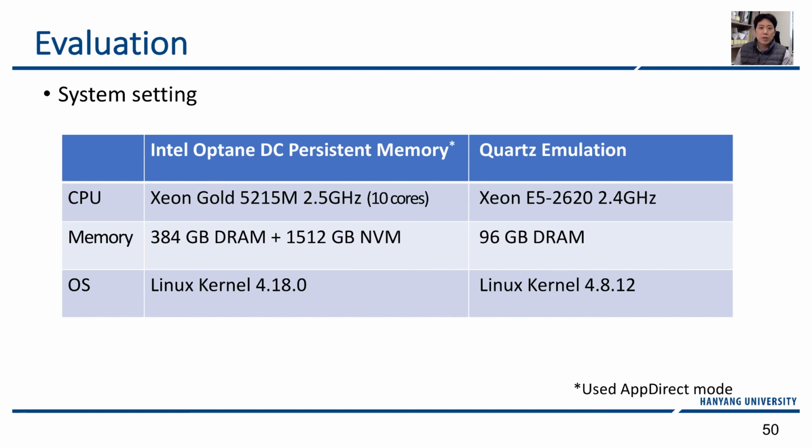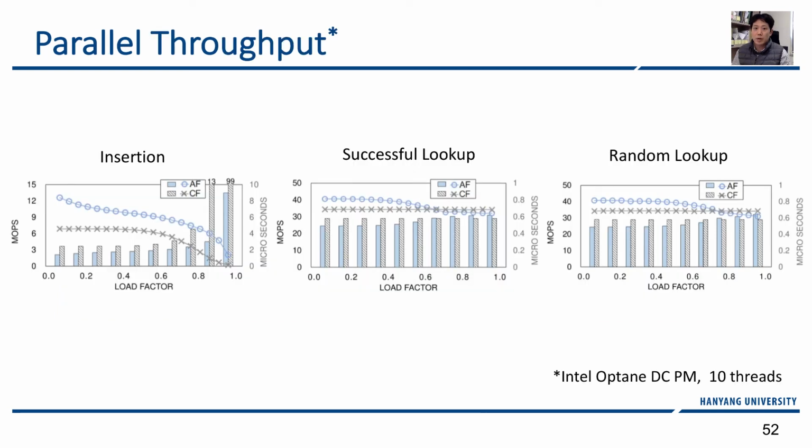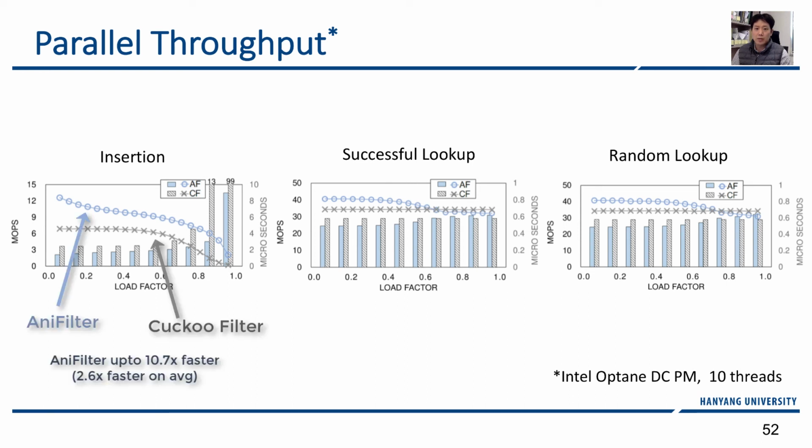Now let me show how we evaluate AniFilter on NVM. We use Intel Optane DC persistent memory as well as Quartz emulation for the evaluation. We evaluate AniFilter and 4 other filters: Cuckoo filter, Morton filter, rank and select quotient filter, and Bloom filter. To the best of our knowledge, these are all state-of-the-art approximate filters. First, we evaluate parallel throughput of Cuckoo filter and AniFilter for insertion, successful lookup, and uniform random lookups. X-axis is load factor and Y-axis is million operations per second. Line graph shows the throughput and the bar graph shows latency.